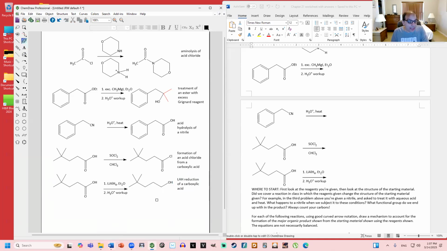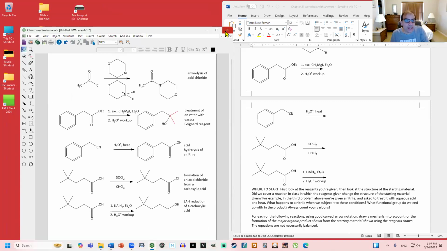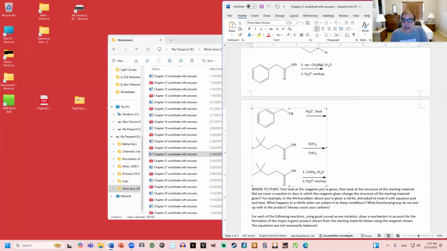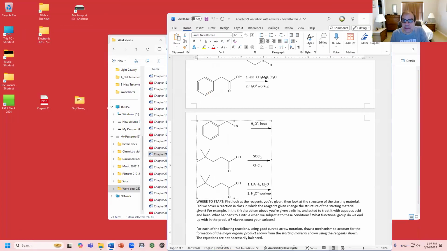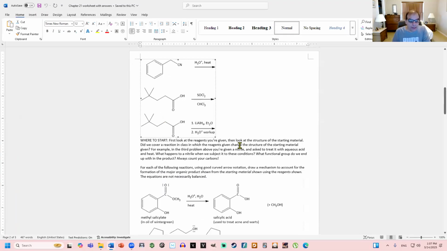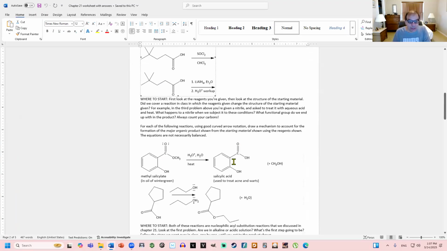The effect of the LAH followed by the acid workup is to reduce the carbonyl of the carboxylic acid all the way down to a CH2. And both of those new hydrogens that are on the carbon attached to the alcohol, both of those hydrogens come from LAH. So yeah, that's pretty much it for these problems. And with that, I think we'll shut down ChemDraw and just go straight to MS Word.